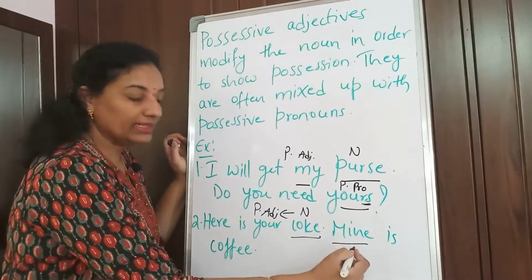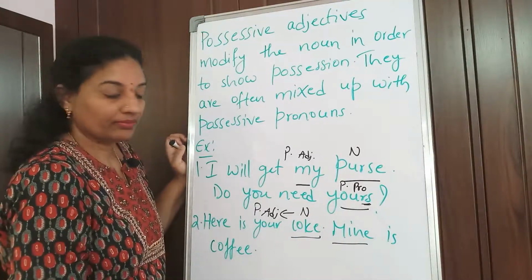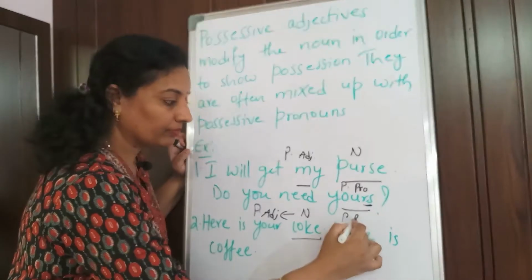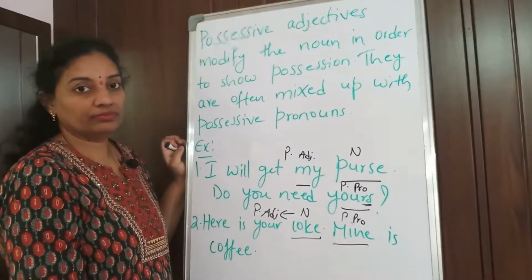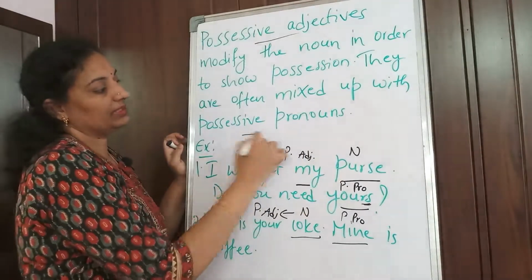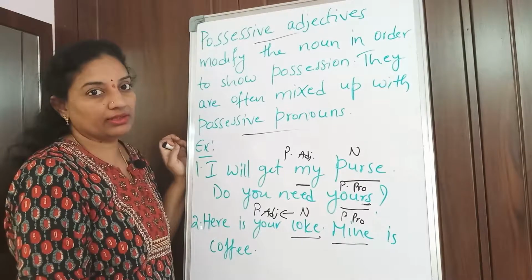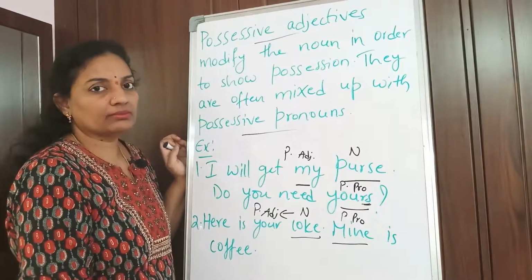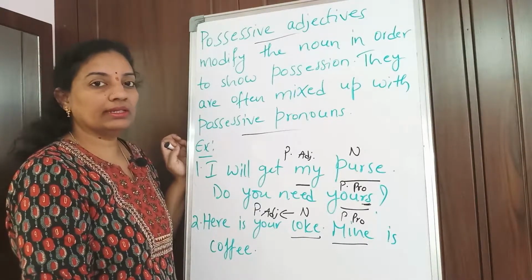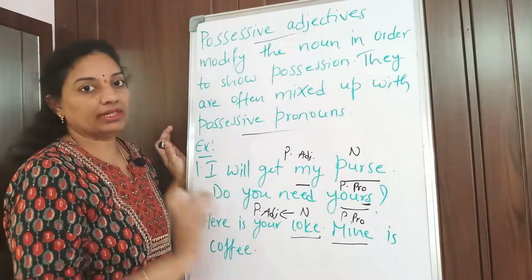So what is mine here? It is not followed by any noun. It is possessive pronoun. These two, possessive adjectives and possessive pronouns, are often confused with or mixed up with each other. We need not do that because we will learn thoroughly those words by their definition and we will memorize them.